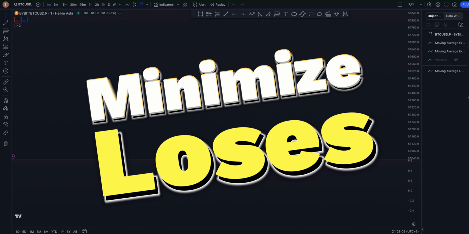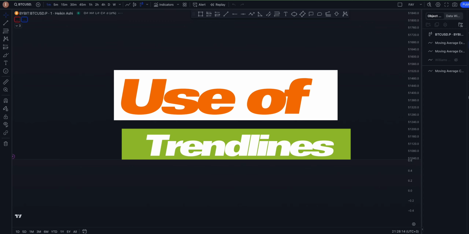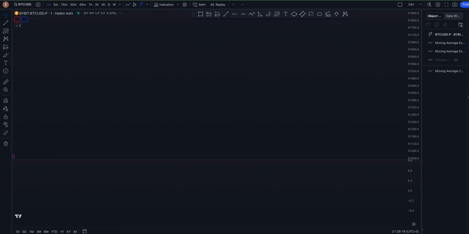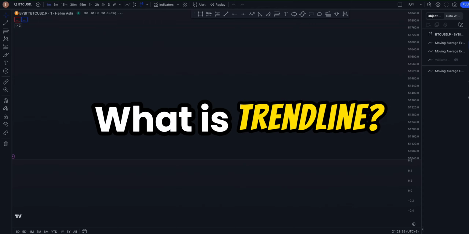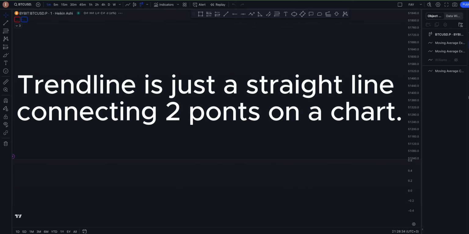So this is why this very important tool, the use of trend line, to guide you on what you are doing at what time of the trading so that you minimize your losses and maximize your profits, is very, very important. So what is a trend line? Simply put, a trend line is just a straight line connecting 2 points on a chart.